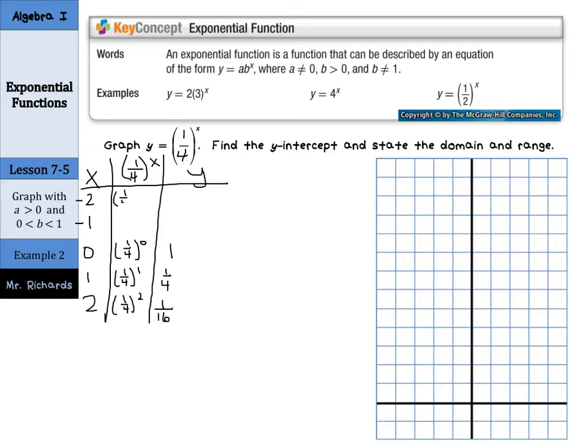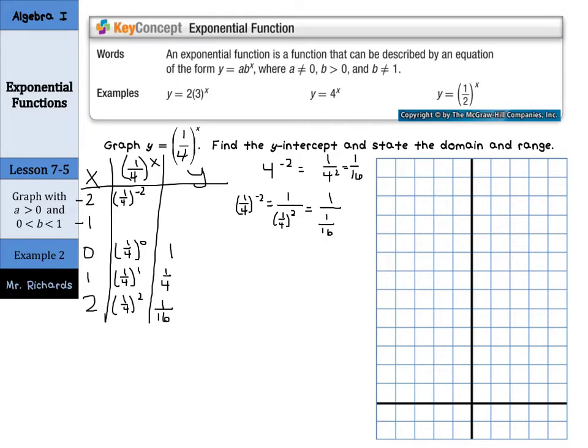So if we have 1/4 to the -2nd, well, remember, when we had something like 4 to the -2nd, we could rewrite that as 1/4 squared, which is 1/16. Well, the opposite kind of takes place here. When we have 1/4 to the -2nd, we can rewrite this as 1 over 1/4 squared. And 1/4 squared is simply 1/16.